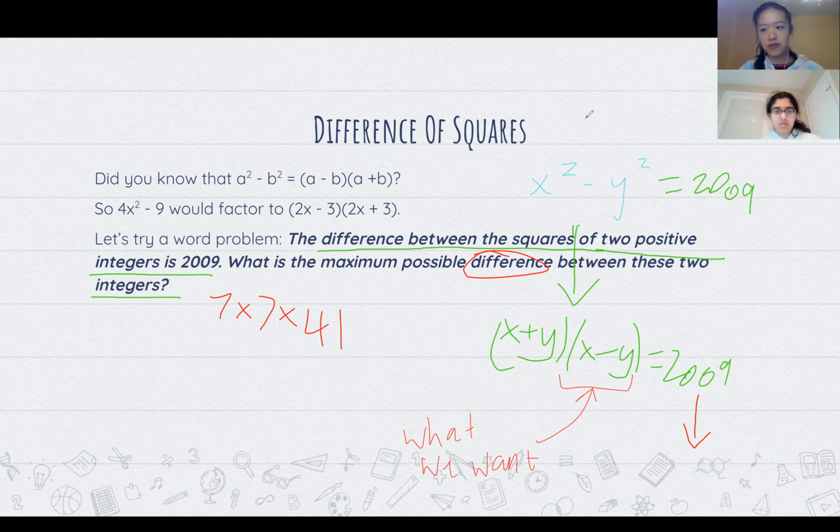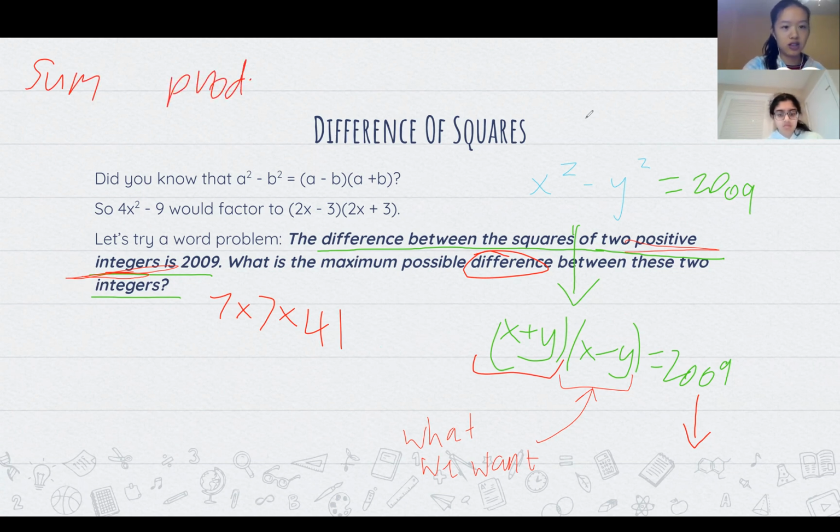However, one thing to note is that the sum x plus y has to be greater than the difference x minus y, because one of them you're adding together, one of them you're finding the difference. So this one has to be the bigger factor. If we list them out, the bigger one is going to be the sum, and one is going to be the difference. And these are going to be the factors of 2009.